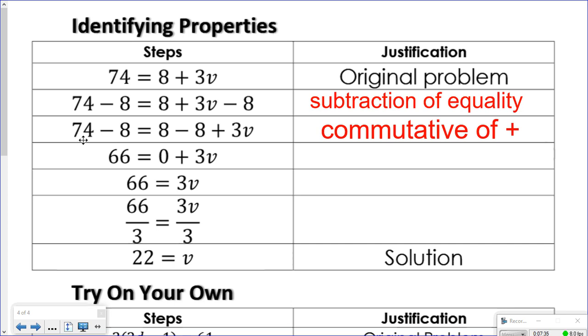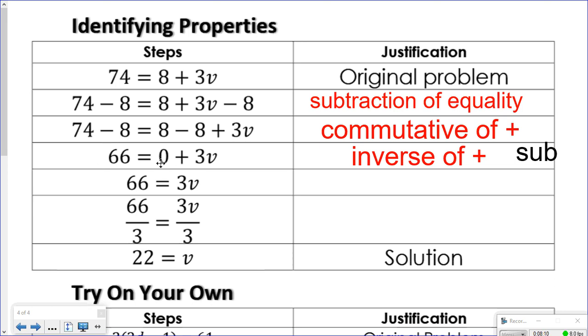The next thing they did was 74 minus 8 gave them 66, and 8 minus 8 gives them 0. So again, I'm doing 8 minus 8. That really means I'm adding the negative 8 and getting 0. So that's the inverse property of addition on this side. Now over here, because I just did 74 minus 8 and replaced it with the 66, that's the substitution. Most of the time on tests and everything, we're going to be more concerned about the inverse property happening here, not the result we get from basic arithmetic.